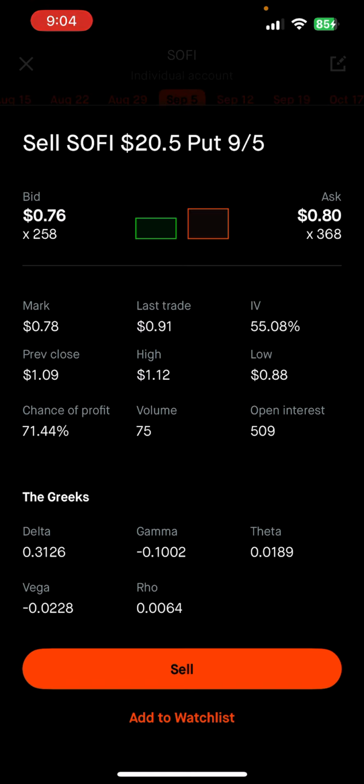So when IV is high, options are a little bit more expensive, which is really good for option sellers. But when IV is low, there is less premium and therefore less reward. So you could always check IV rank or IV percentile. You can't do it through Robinhood, but there are other resources that tell you where the stock normally trades with IV compared to where it is right now.